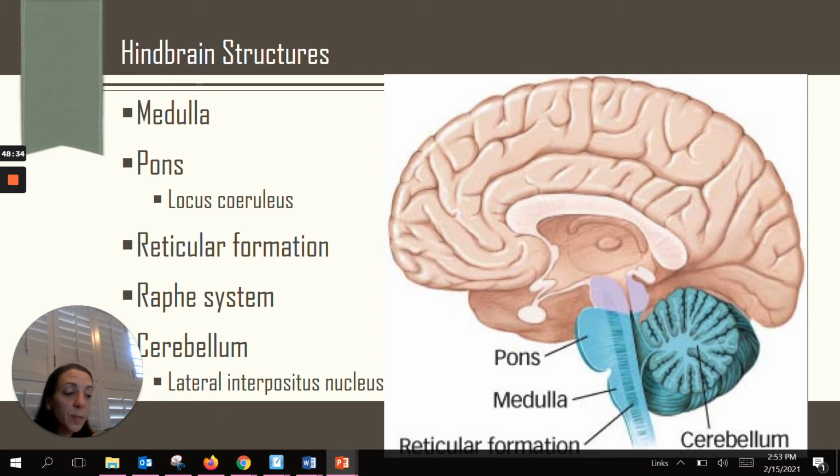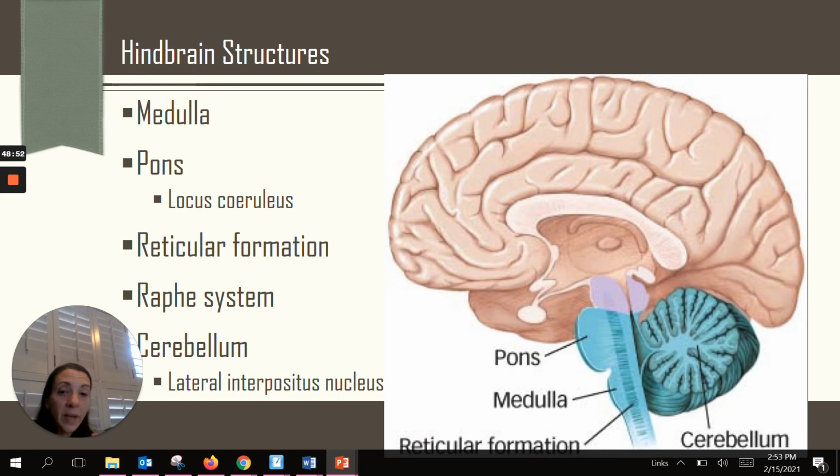The reticular formation is responsible for arousal. So remember, when we're talking about arousal, we're talking about your level of attention. The RAF system sends out signals to ready the brain for responding to stimuli. So this is going to be important when we're trying to attend to different things.